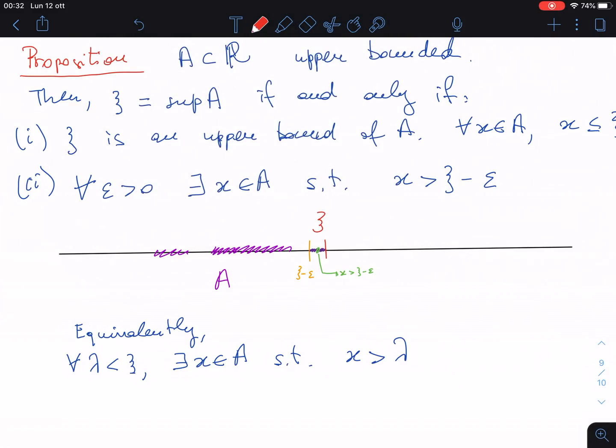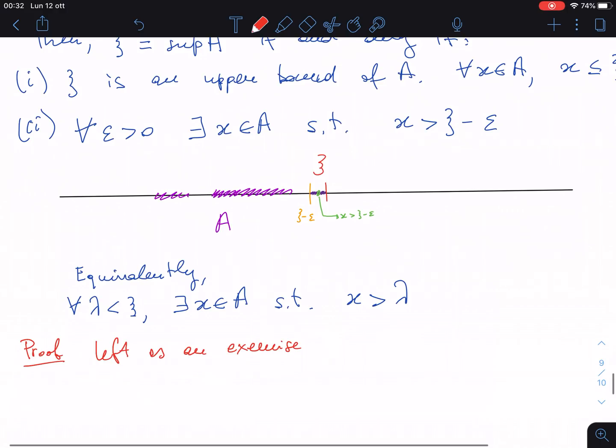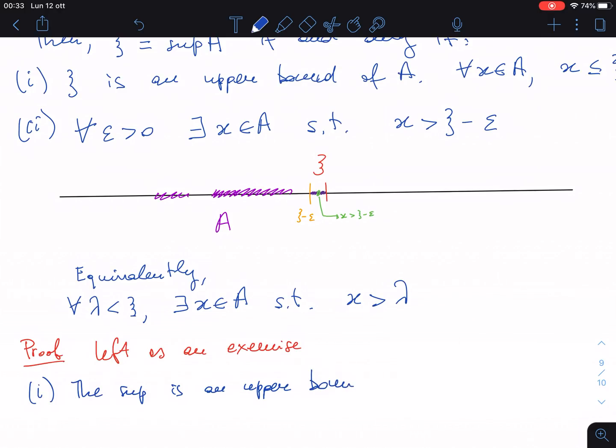This is the most important fact. Proof. Left as an exercise. It is a sort of boring proof, but it is more important to understand what happens. And so to notice that point 1 embodies the fact that the sup is an upper bound. If you want, this is the easy part. The second point in the characterization I gave is simply that the sup is the lowest upper bound.